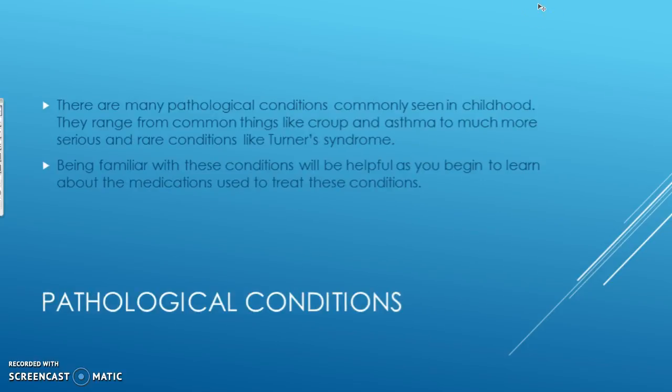Now, there's a lot of different pathological conditions when you are going through and looking at the list. You're going to see a ton of different things. They range from some of the not so bad things like croup. Croup can be bad, but things like croup and chickenpox, asthma, to some very rare and serious conditions. Turner syndrome is one that they talk about.